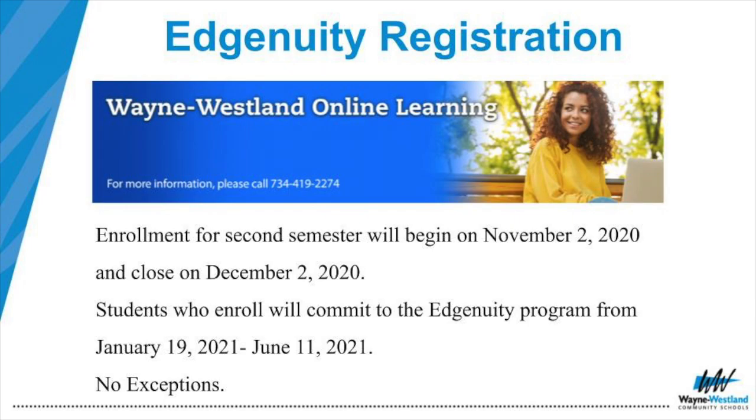Currently, if you're a student in Wayne Westland Online, you do not need to re-enroll. You're already signed up, so you don't need to re-register. We assume that you're staying if you have not contacted the number 734-419-2274 to change the enrollment of your child. And just recapping, if your student is already in Wayne Westland Online, they will roll over to second semester and you do not need to re-register.